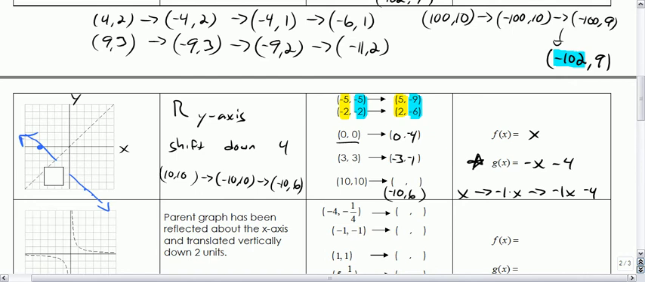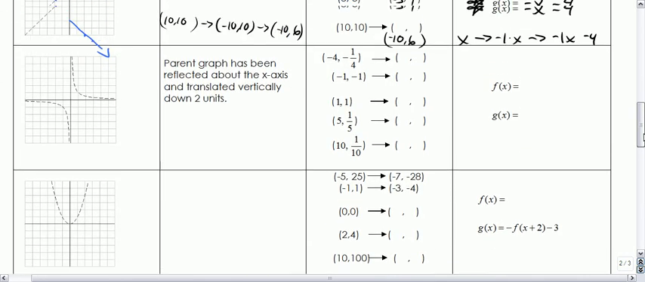So that's your new graph. Okay, a few more to go. Parent graph is 1 over x. Reflected over the x-axis and down 2. So 1 over x, if you reflect it over the x-axis, you're going to multiply the function by -1. Then down 2 is you'll take what you have and subtract 2. So -1 times 1 over x minus 2.